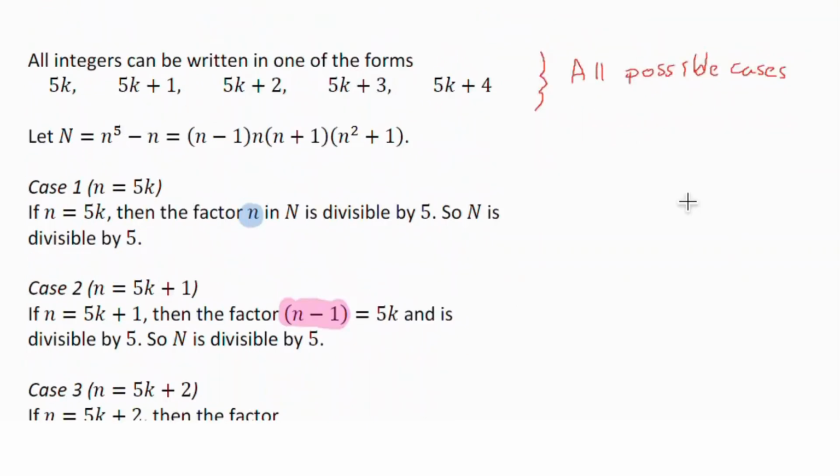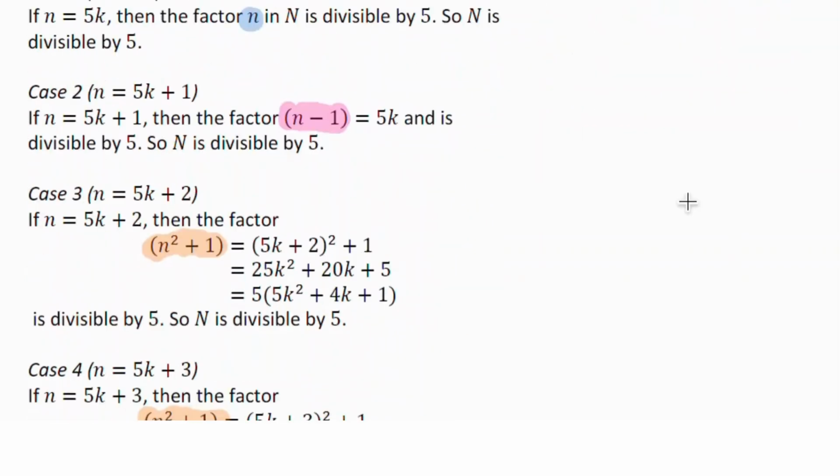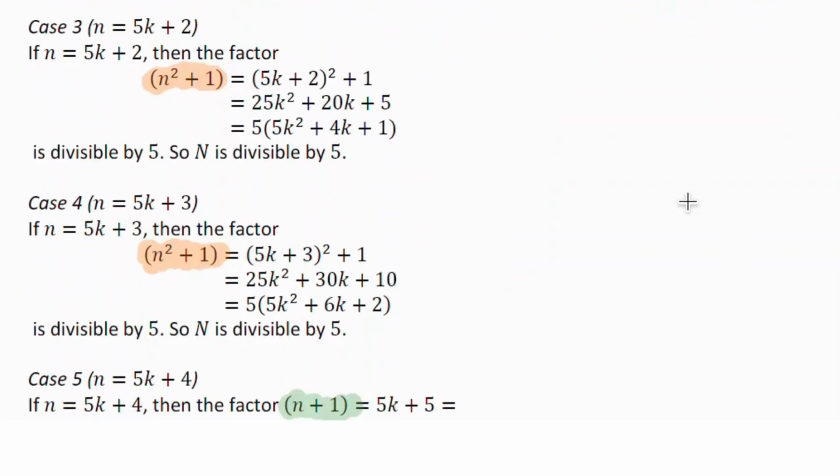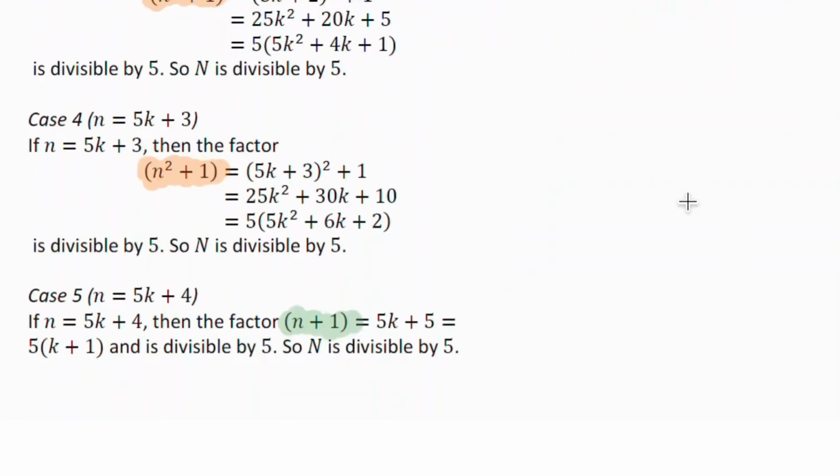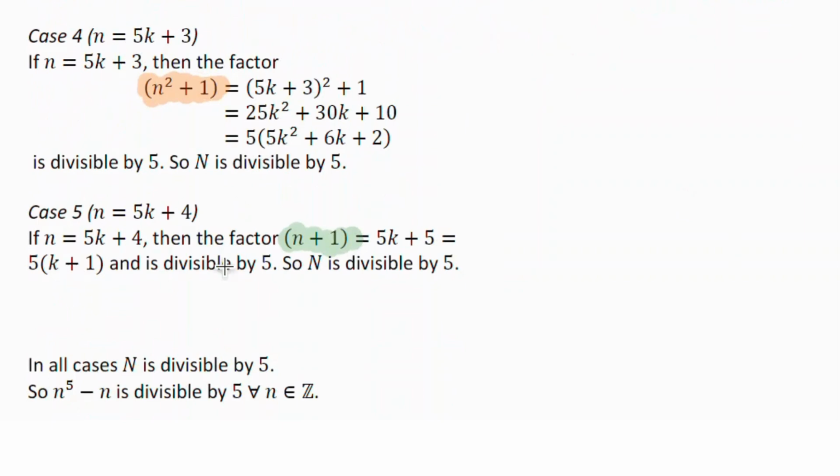So what we have done there is show that for each of these 5 cases, we're guaranteed to get that big N is divisible by 5. So concluding this whole process, this proof, we say in all cases N is divisible by 5. Therefore, n to the power of 5 minus n is divisible by 5 for all n in the integers. This symbol here sometimes trips people up. This is a shorthand for saying for all.